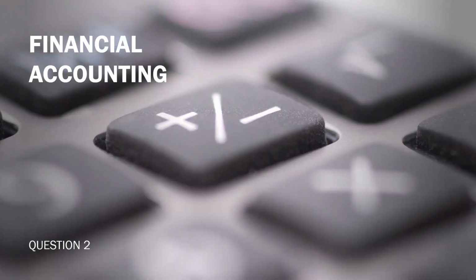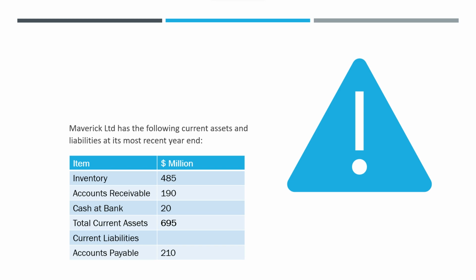Today's question is: Maverick Ltd has the following current assets and liabilities at its most recent year end. Current assets: inventory $485 million, accounts receivable $190 million, cash at bank $20 million. So the total current assets are $695 million. In current liabilities, the company only has accounts payable of $210 million.